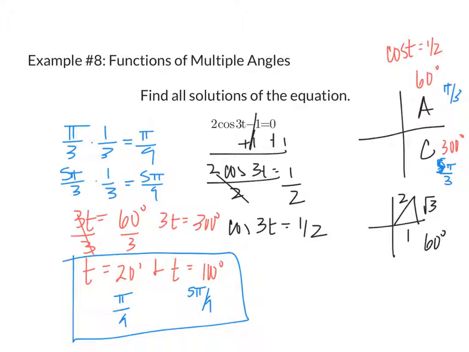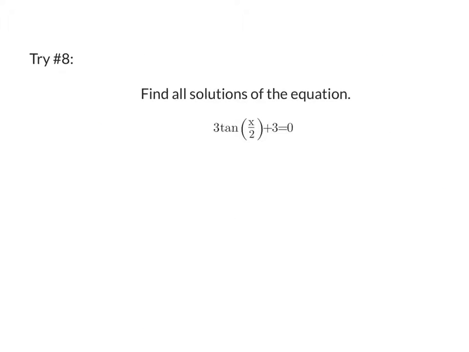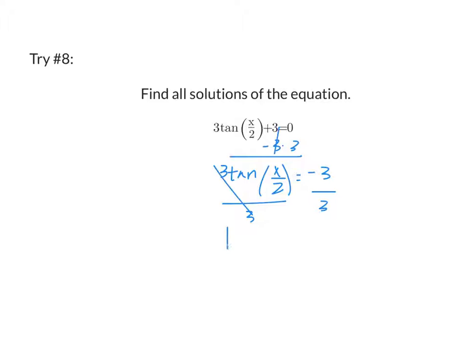Let's look at the next one. Again, we need to find all the solutions. So if we have 3 times the tangent of x over 2 plus 3, again, you want to solve for x. If we subtract 3, we have 3 tangent of x over 2 equal to -3. From there, I want to divide by 3 so I get just a single tangent. So I have tangent of x over 2 equal to -1.